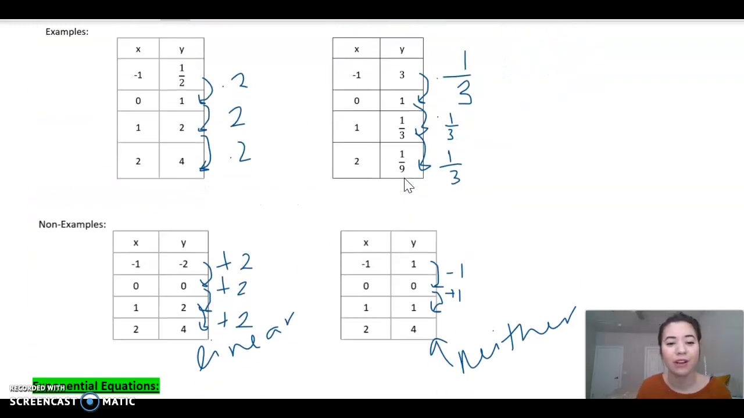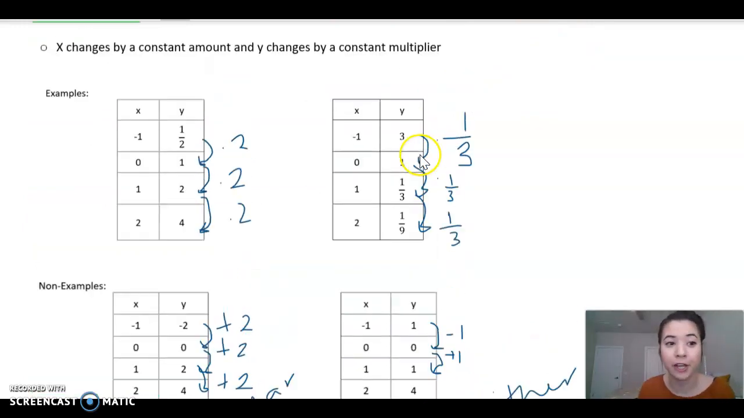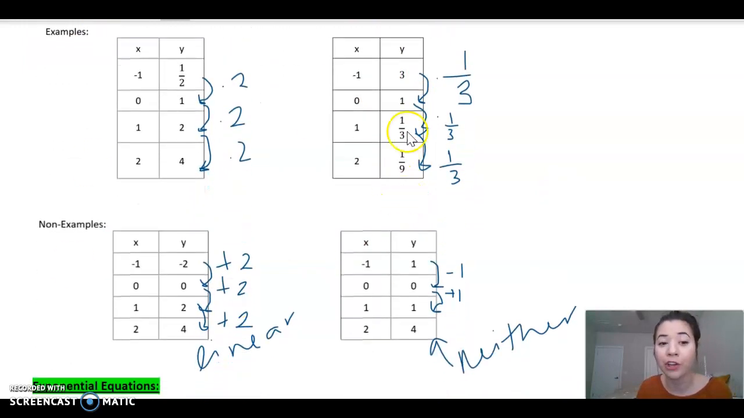Okay, so going forward, key things that I need you to be able to do today are, number one, to be able to look at a table and tell me whether it's exponential or not. So you need to be able to do what I just did. Look at a table and figure out if it's being multiplied by something as you go down, or if we're adding by something or subtracting by something as we go down, or if it's neither of those things. There isn't a constant. Then that would be neither. So you need to be able to do that.